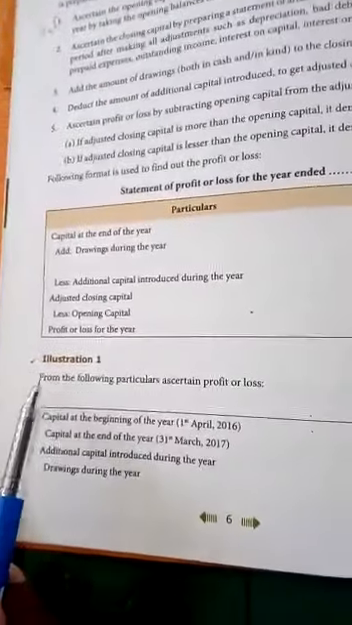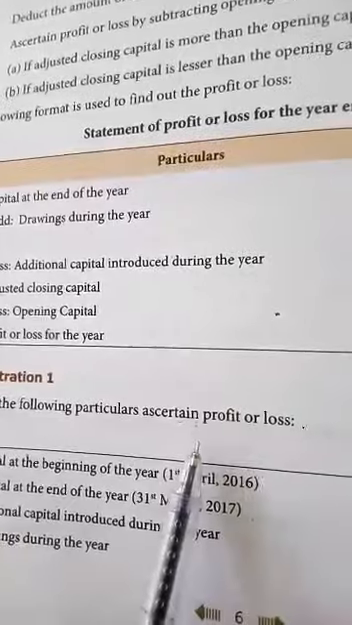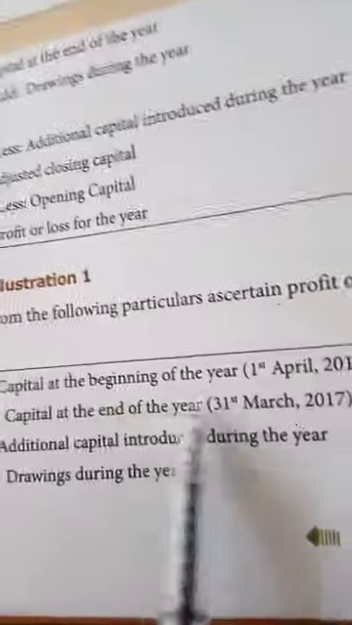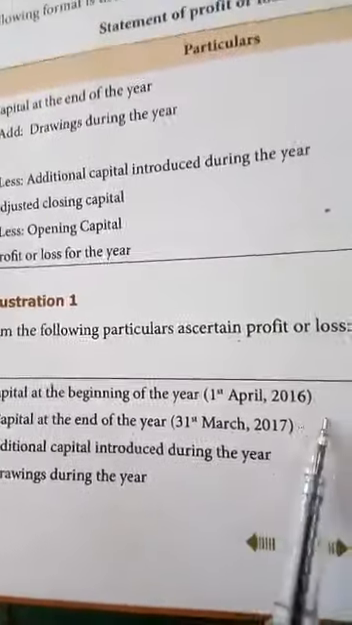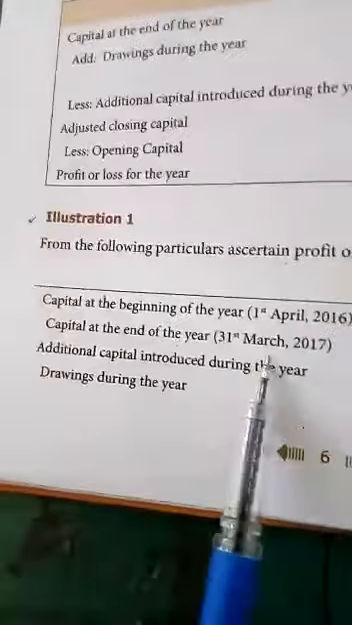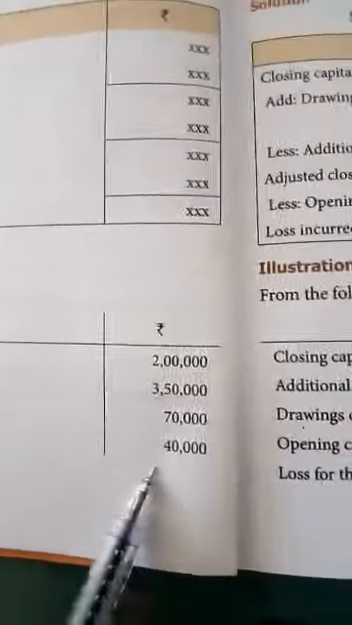Now let me explain to you illustration 1. From the following particulars, ascertain profit or loss. Ascertain means to find out the profit or loss. Look at the question. Capital at the beginning of the year, 1st April 2016, 2 lakhs. Capital at the end of the year, 31st March 2017, 3,50,000. Additional capital introduced during the year, 70,000. Drawings during the year, 40,000.